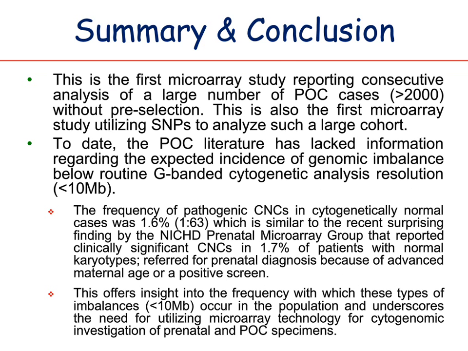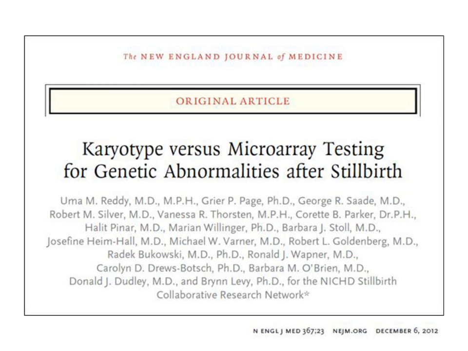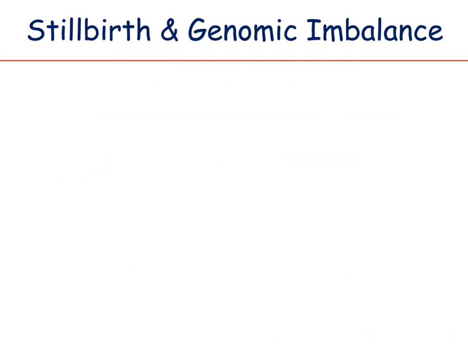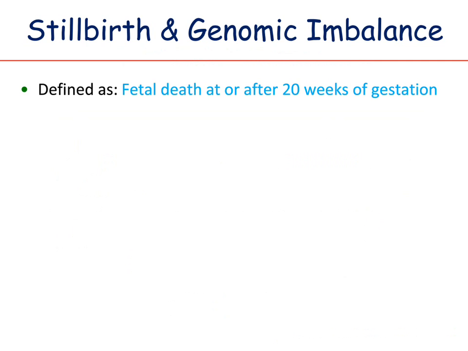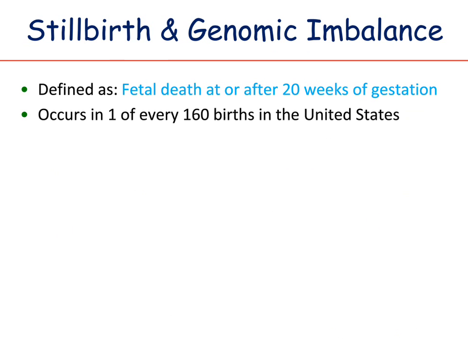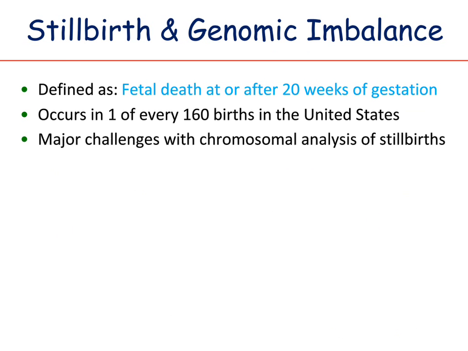I'm going to turn my attention now to the stillbirth study that I conducted here at Columbia. This was done as part of a larger NICHD stillbirth study, and this was published in December of 2012. We defined stillbirth as fetal death at or after 20 weeks of gestation. We know that stillbirth occurs in every 160 births in the United States. The major challenges with chromosome analysis of stillbirth are very similar to those of POCs.